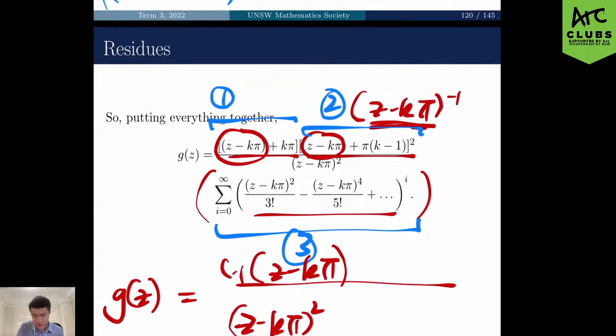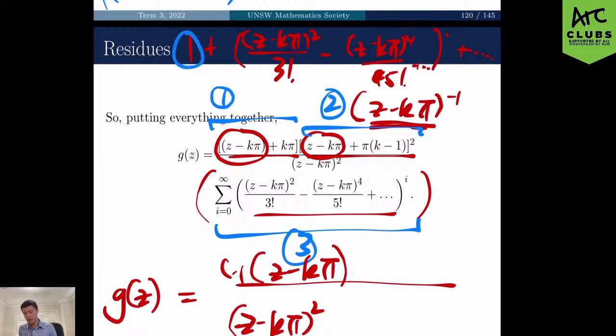It's a geometric series. We start with 1. Then we've got this massive annoying term, (z - kπ) squared divided by 3 factorial, minus (z - kπ) to the power of 4 divided by 4 factorial, all the way up. All of that to the power of 1. Then all of that to the power of 2. And if you think about it, every single term here, other than 1, has a power greater than or equal to 2.